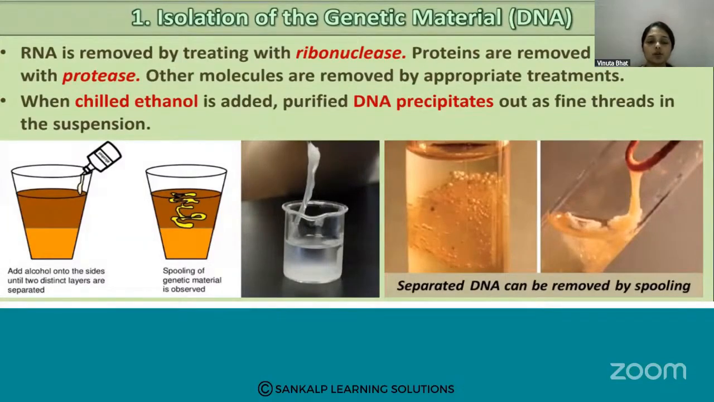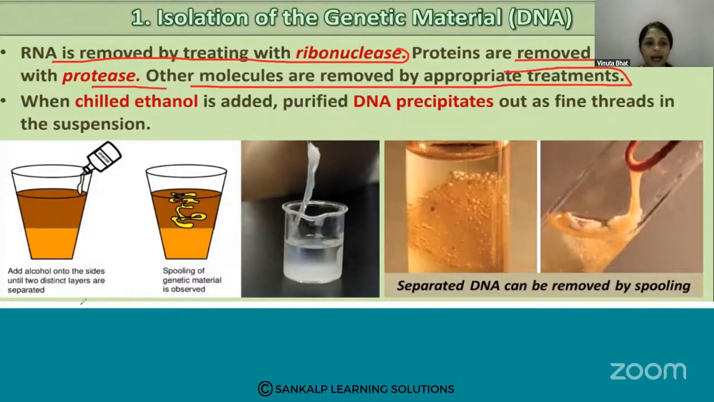So we have the macromolecules now, right? We have macromolecules like RNA and polysaccharides, everything. What we extracted from the plant, animal or bacteria, we have all these materials. RNA is removed by treating with ribonuclease enzyme, proteins are removed by treating with protease enzyme, and other molecules are removed by appropriate treatments. So in that sample, all the macromolecules are there: DNA, RNA, protein, and other molecules also.